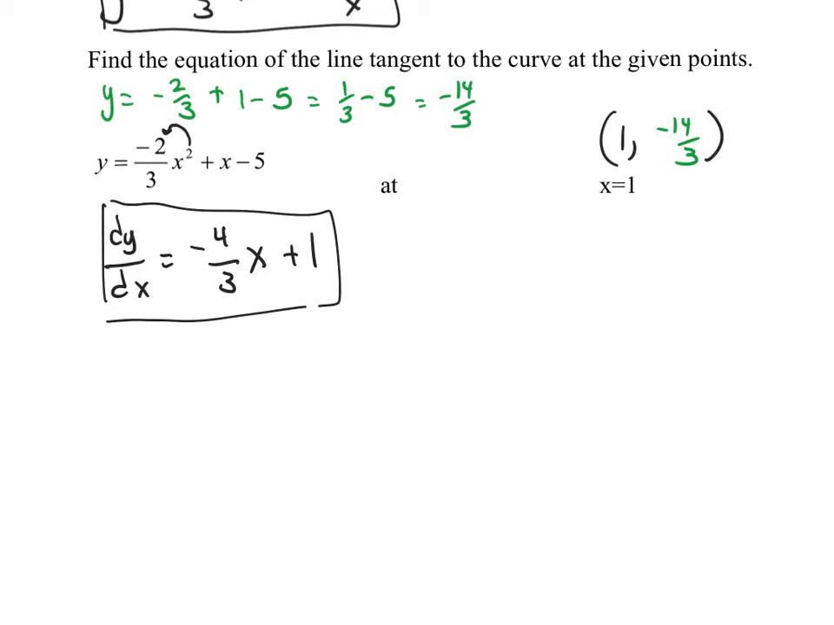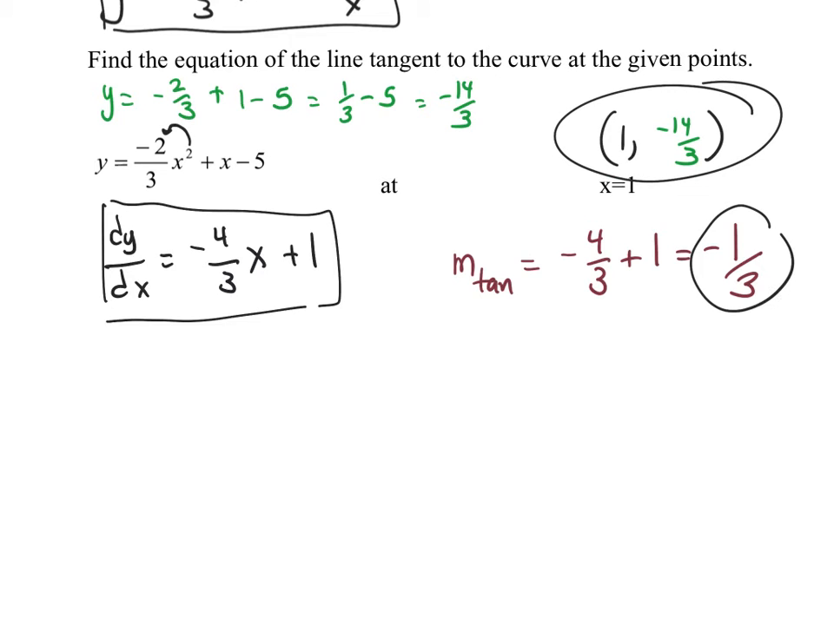And now we have our derivative. So with that, I'll find the slope of the tangent line, and I'll do that by plugging in 1. So that's going to be negative 4/3 plus 1, which is negative 1/3. So now I'm trying to find the equation of a line with this slope and this point. The only thing different from what we did in section 1 is now we have a much, much quicker way to find the derivative.